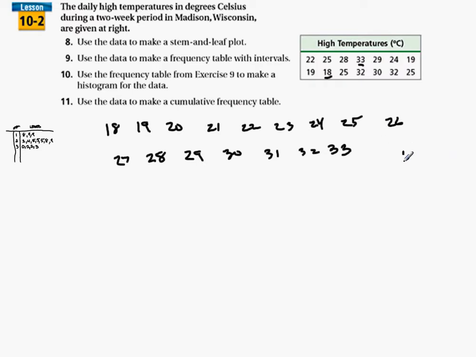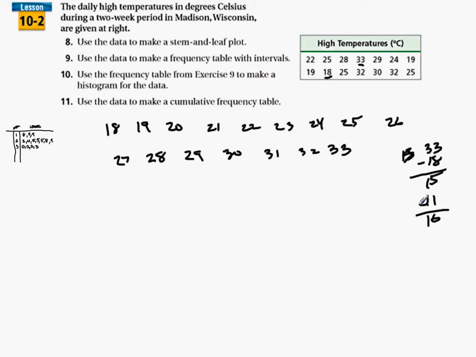Now you could have done it this way: go 33 minus 18, and you would get 15. The thing you have to remember is you need to count the first number, so that's where you have to add one. So the total scale is 16 different units.